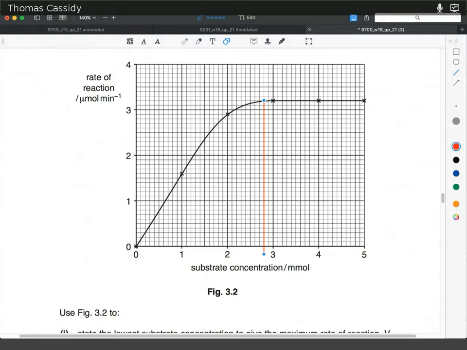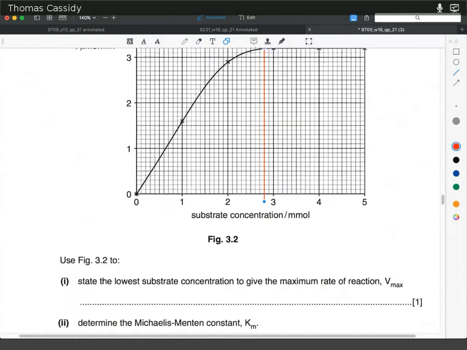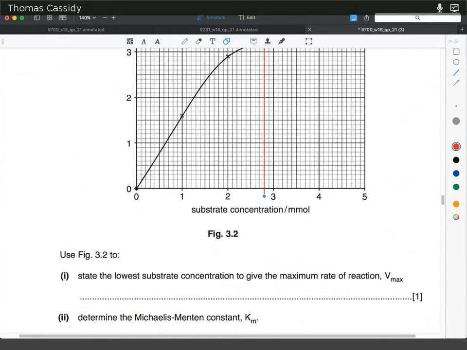The given answer is 2.9, which is about here, but they say you can have anywhere from about here up to 3. So if you're somewhere in that area, you're fine. That's all you need to give, and you're just reading it off the graph. Where's the highest point? Follow it down. That's Pmax. That's what we need to give there.